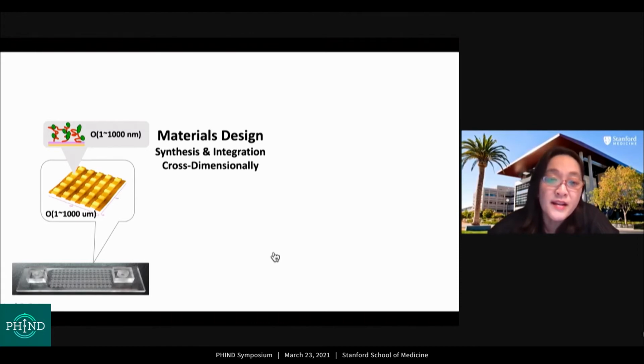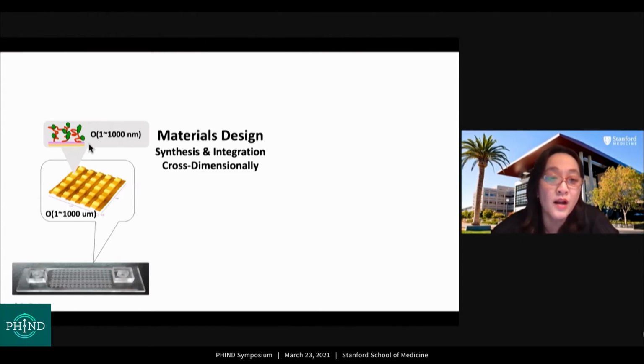Everybody has a different angle to cut into this area, but in our lab, our approach is really from material design. First, we synthesize and integrate cross-dimensionally. What I mean by that is that first we care about the nanostructure of the surface, how the polymers and biomolecules and so forth integrate together.